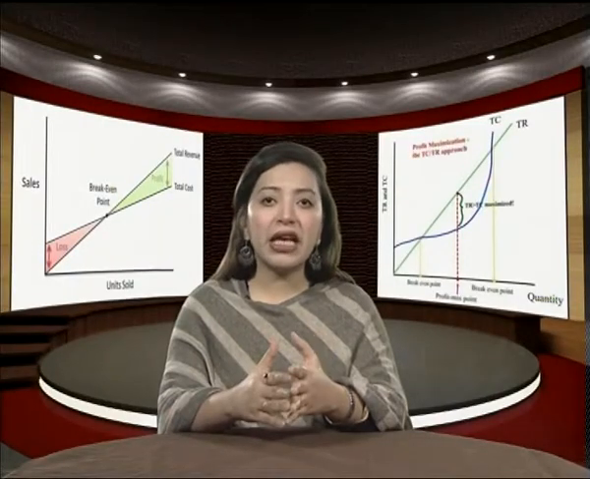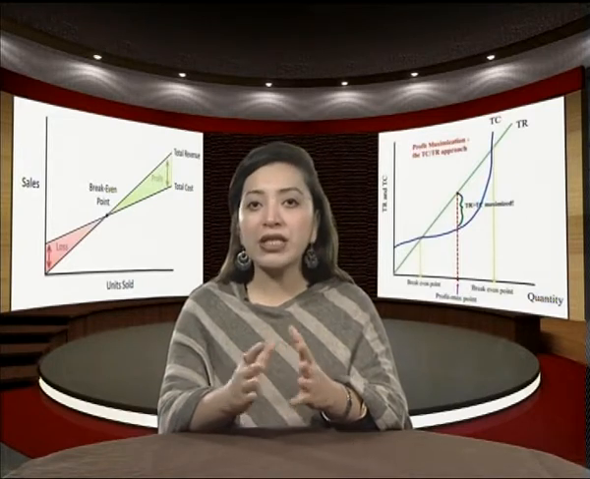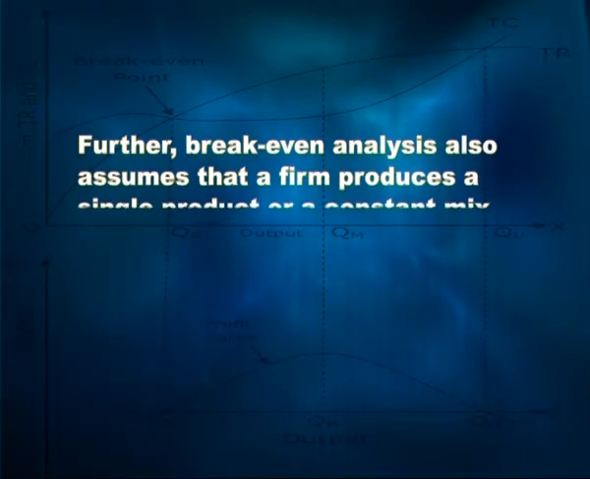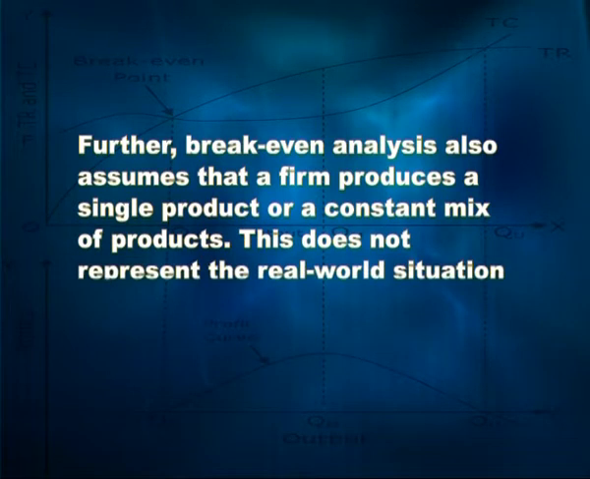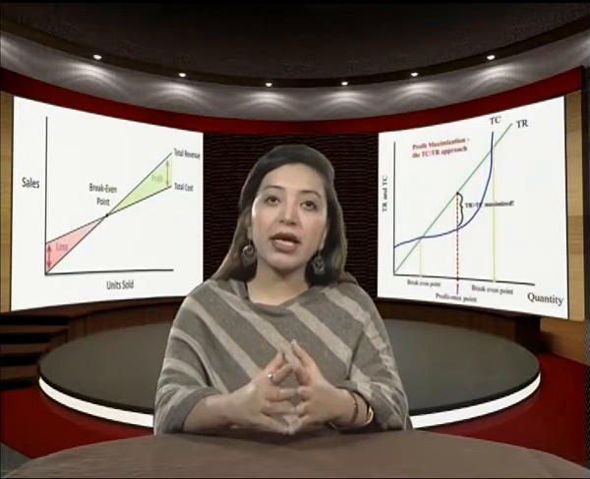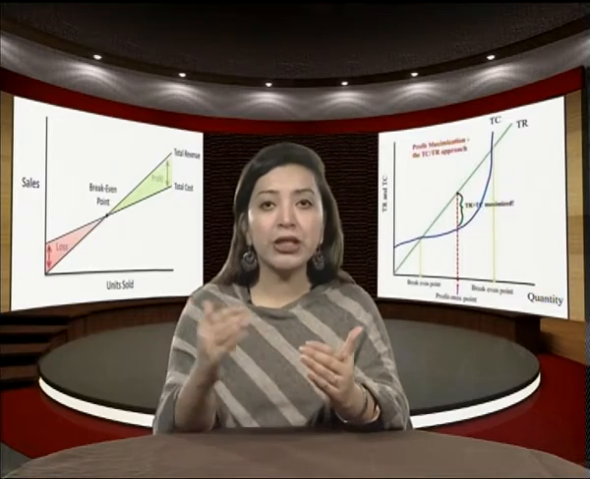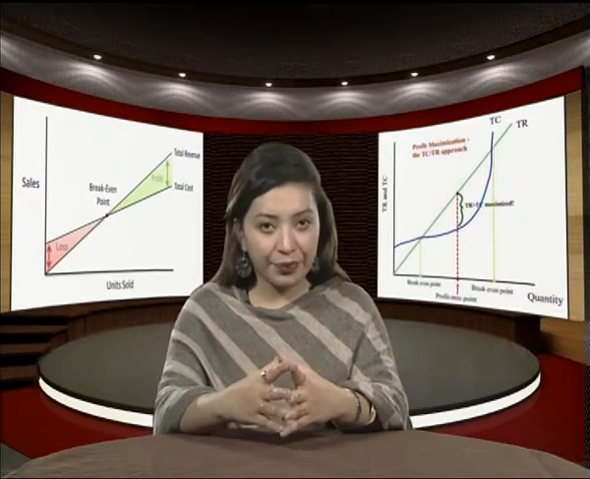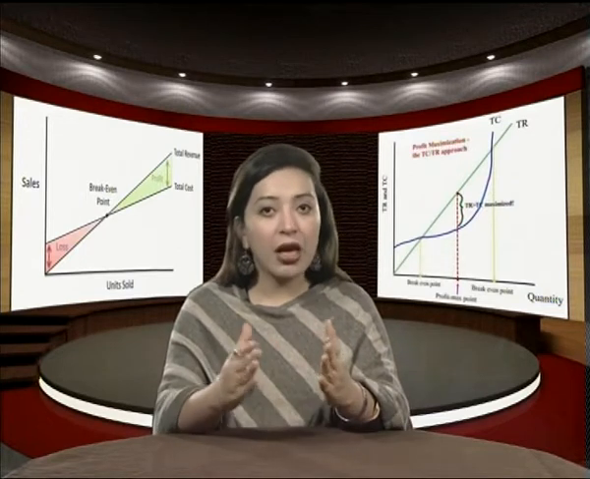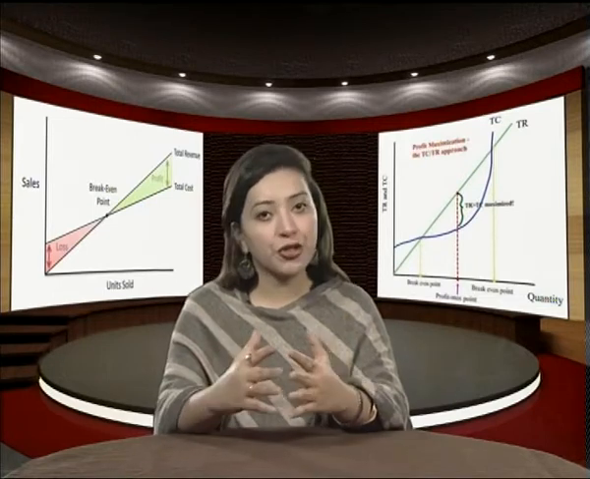However, linear break-even analysis can be applied only in cases where the assumption of constant selling prices and constant average variable cost hold good. Further, break-even analysis also assumes that a firm produces a single product or a constant mix of products. This does not represent a real-world situation where the firm often produces multiple products. When this is the case, or when even over time the product mix changes, it may be difficult to apportion the fixed cost among various products. However, despite these limitations, when properly used, break-even analysis can prove to be very useful in managerial decision making.